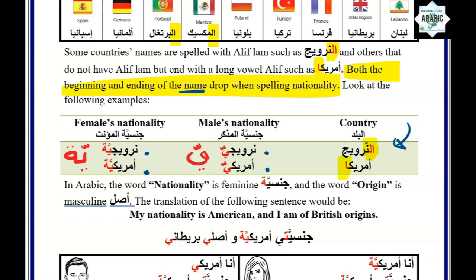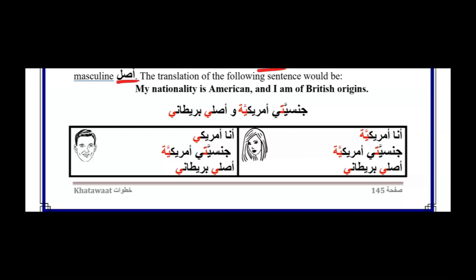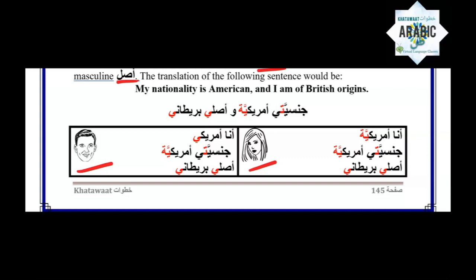In Arabic, the word nationality, jinsiyya, is feminine, and the word origin, asl, is masculine. Let's look at these examples. Let's say there is a female and there is a male, both of them will say my nationality is American and I am of British origins.